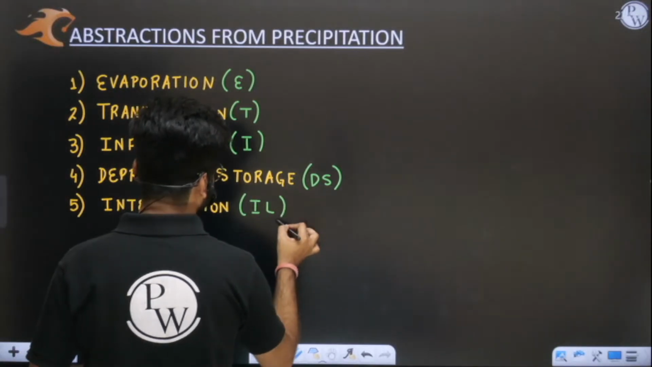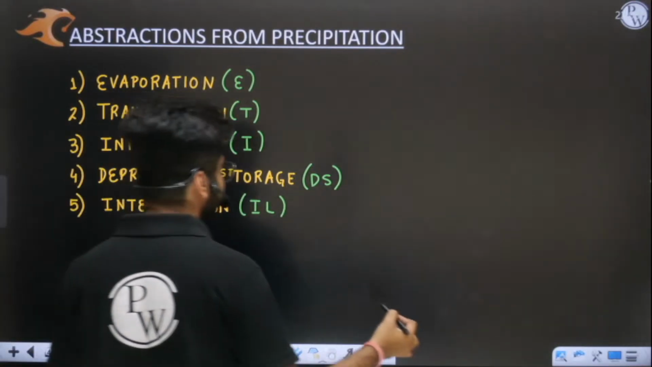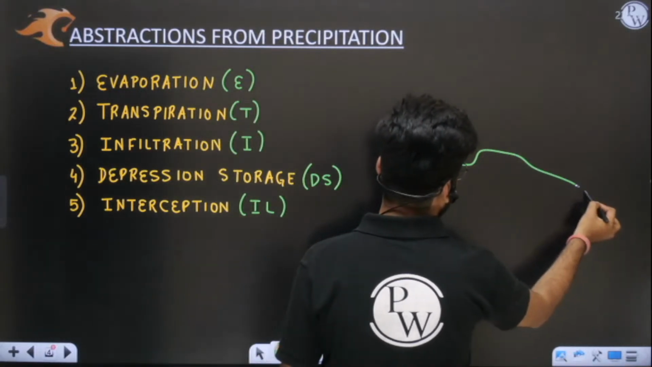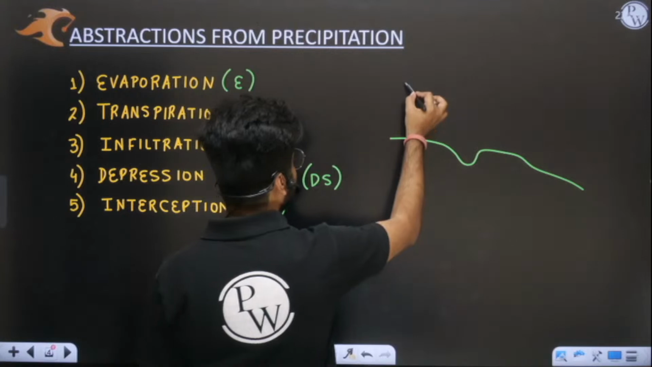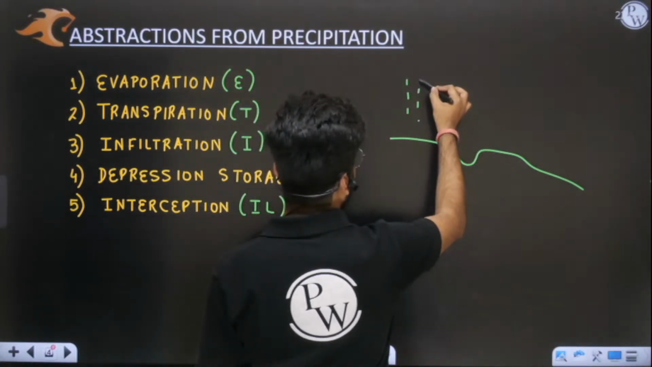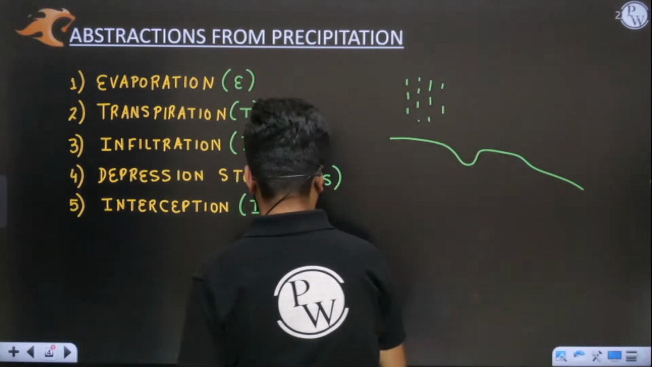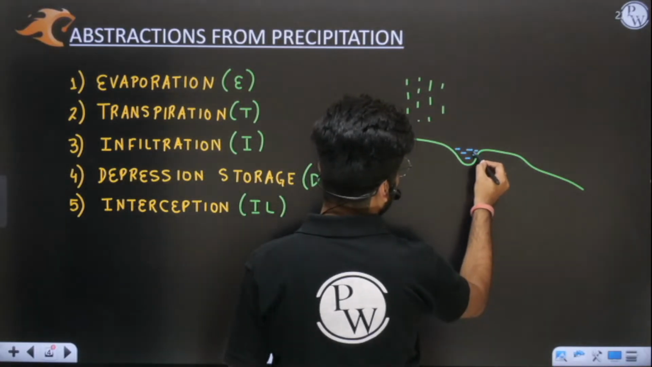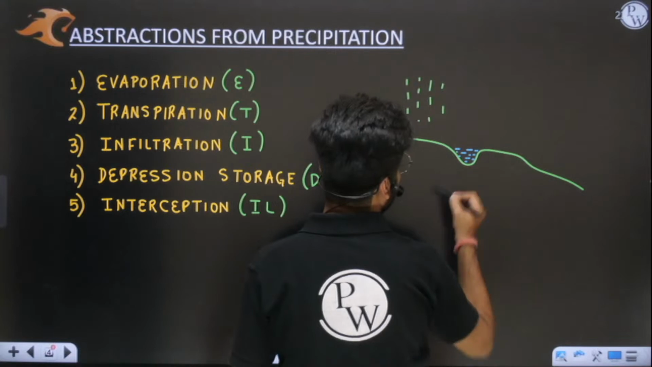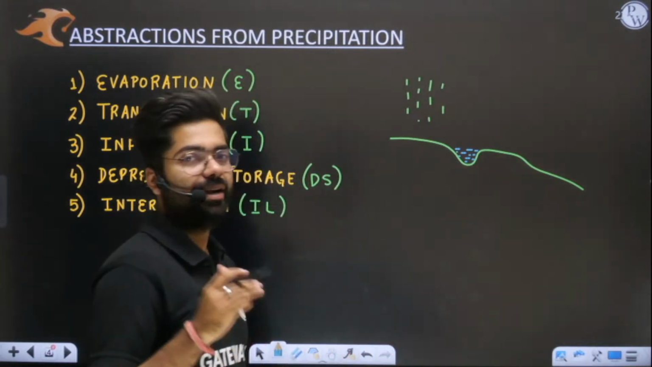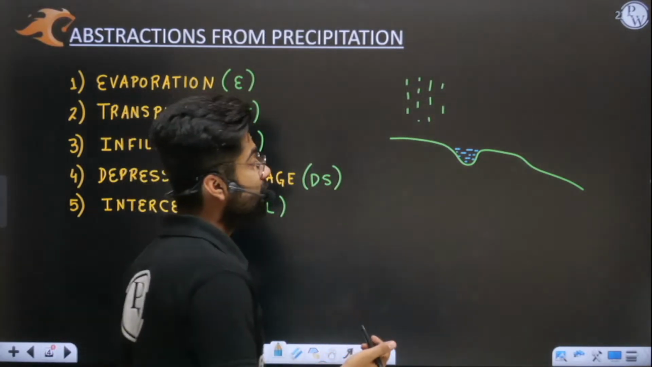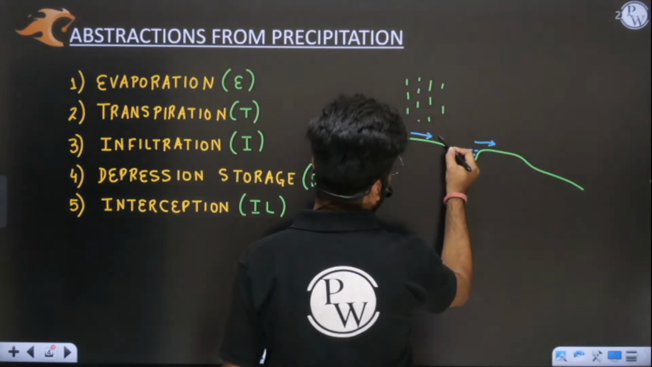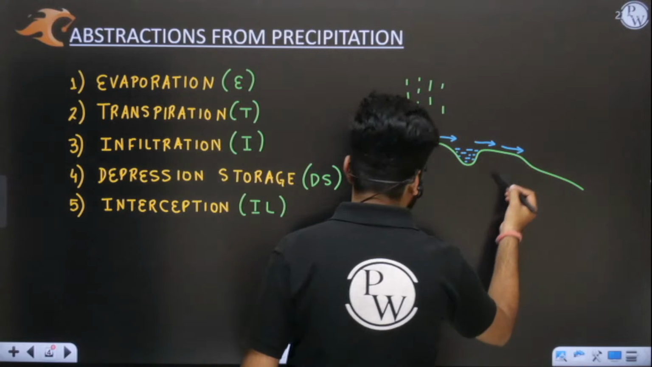Okay. So I already told you, let us say this is your land mass. We have certain depressions here. After rainfall, whatever losses take place, some water will be filled in these depressions, and after these depressions are filled up, only after that will you see runoff.